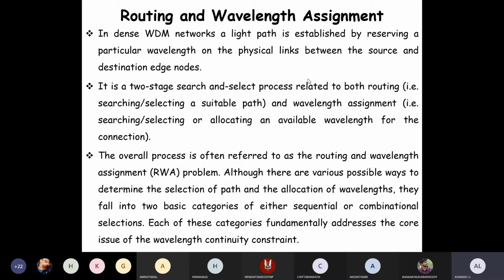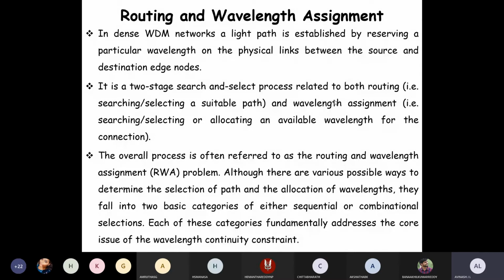What do you mean by wavelength assignment? In wavelength assignment, it is searching, selecting or allocating an available wavelength for the connection. Whatever wavelength is free, based on the availability, we need to make the connection. That particular process of allotting is called wavelength assignment. What do you mean by routing? Routing means selecting the path. The two stages: one is routing, the second stage is wavelength assignment. Both need to be done.